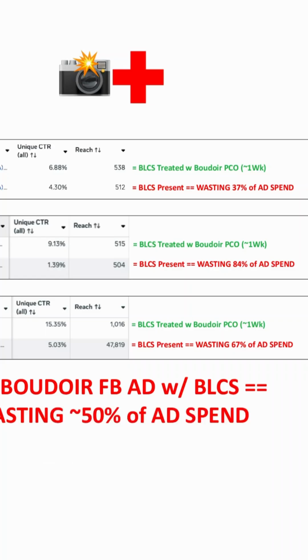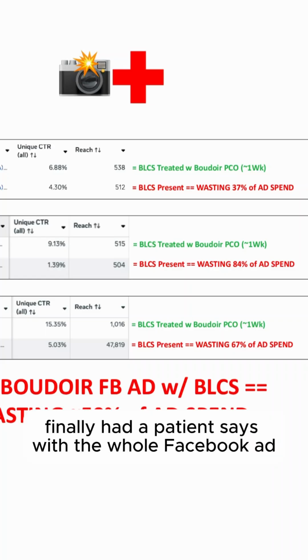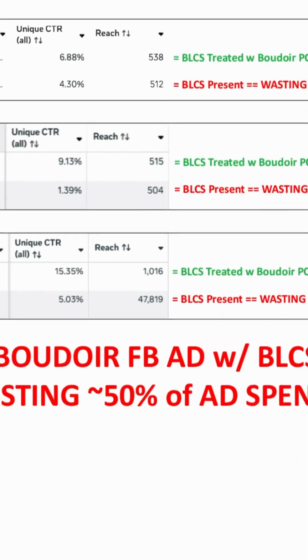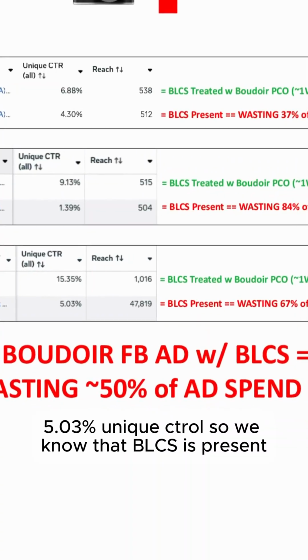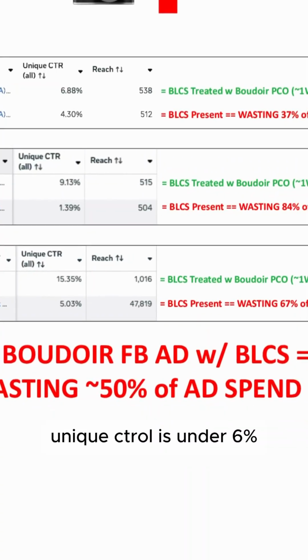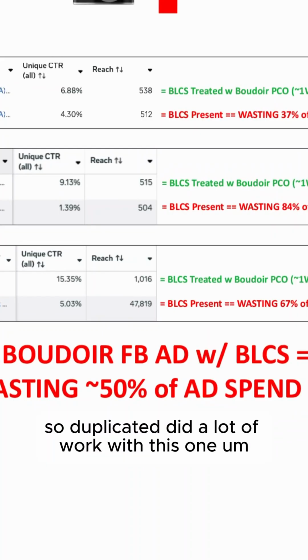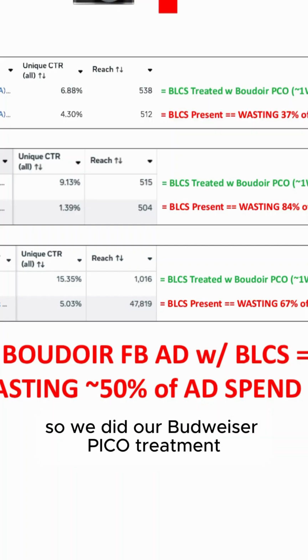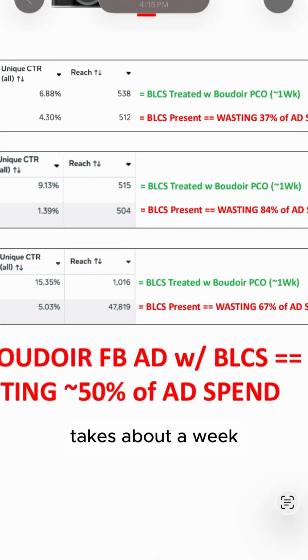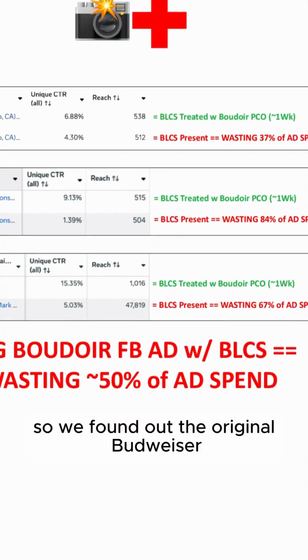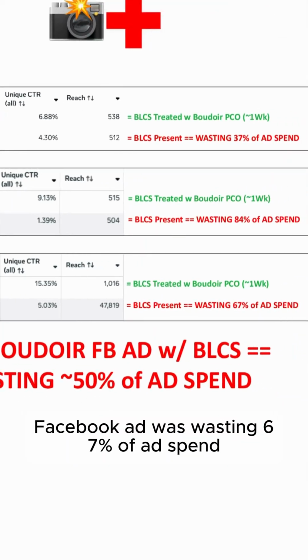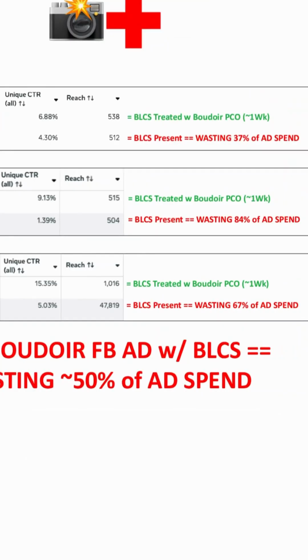Finally, had a patient, says Boudoir Facebook ad, 5.03% unique CTR. So we know that BLCS is present. Unique CTR is under 6%. So duplicated, did a lot of work with this one. So we did our Boudoir Pico treatment, takes about a week, and got the unique CTR up to 15.35%. So we found out the original Boudoir Facebook ad was wasting 67% of ad spend.